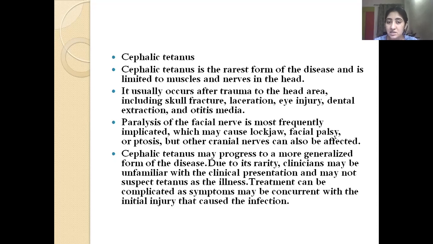Now, cephalic tetanus. It is the rarest form of the disease and is limited to muscles and nerves in the head. It usually occurs after trauma to the head area, including skull fracture, laceration, eye injury, dental extraction, and otitis media. Paralysis of the facial nerve is most frequently implicated, which may cause lockjaw, facial palsy, or ptosis. But other cranial nerves can also be affected. Cephalic tetanus may progress to a more generalized form of the disease.